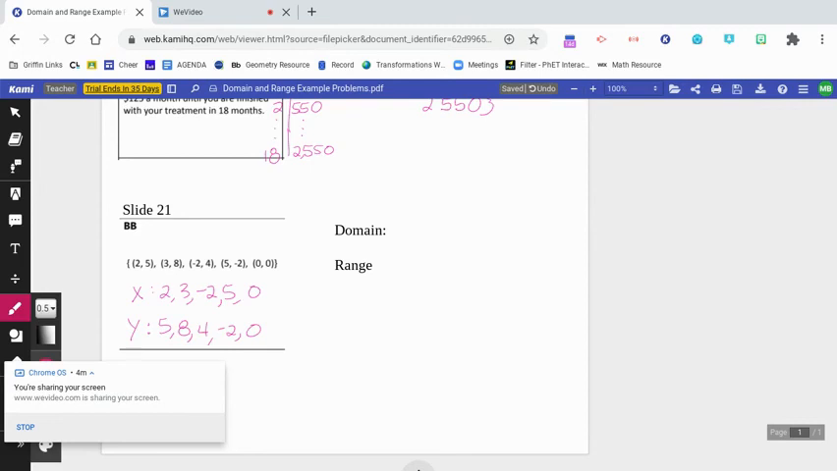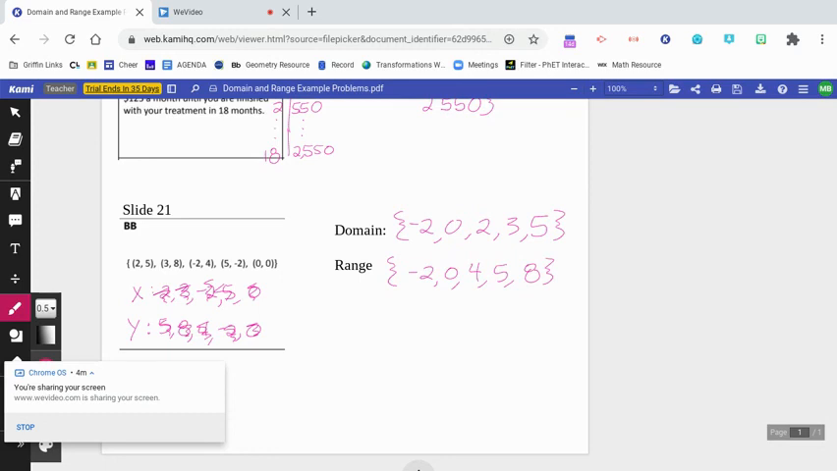That way, whenever I go to list my domain, I can try to get those in order from least to greatest. So I see -2, 0, 2, 3, and 5. And then similarly on the range, my outputs are my y values. I've got -2, 0, 4, 5, and 8.